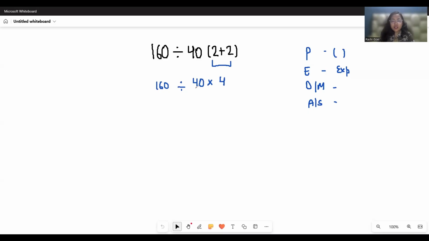Now it's your choice. You can solve it from first division or multiplication. So I'm solving from left to right. So 160 divided by 40 times 4. So it's 4 times 4, that is 16.